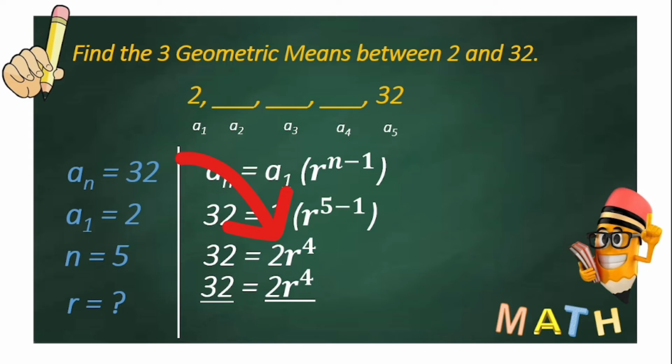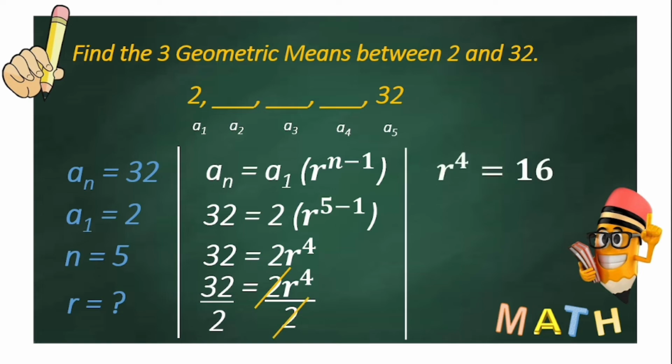Now, in this part of the equation, we have to eliminate 2 from the right side of the equation, so we can only have r on that part. So, what we are going to do is to divide both sides of the equation by 2. In this manner, we can now easily eliminate or cancel 2 from this side of the equation. Now, let me rewrite the equation as r raised to 4 is equal to 16. 16 is the quotient of 32 and 2.